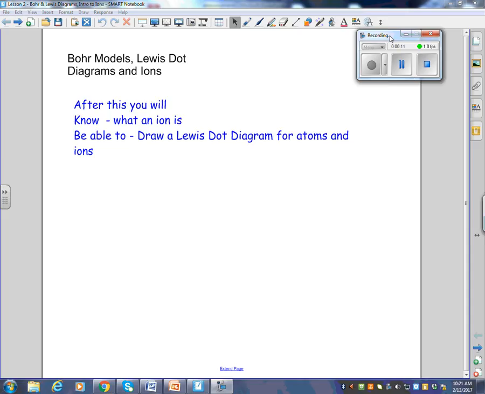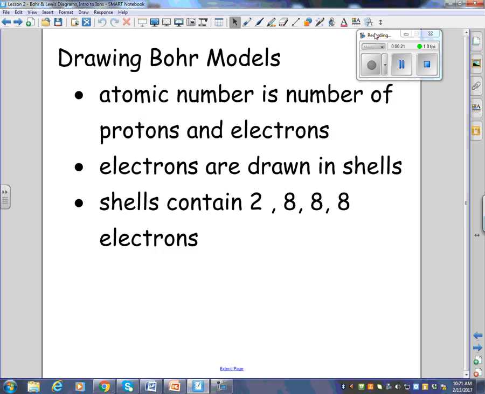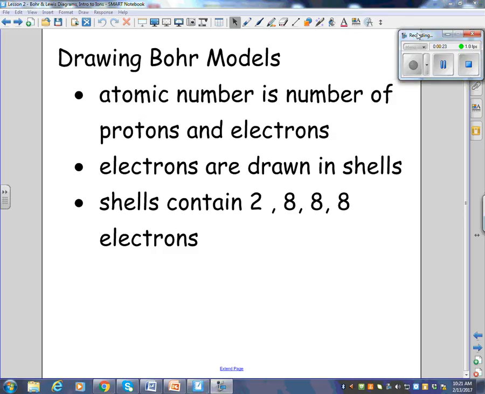Remember? Okay. Anyways, today we're going to talk about Bohr models, Lewis dot diagrams, and ions. Okay, so a little bit of quick review there. I think you got it on the sheet, and I don't have an extra one. Do you have to write this down? Oh, no, am I making it easier on you?